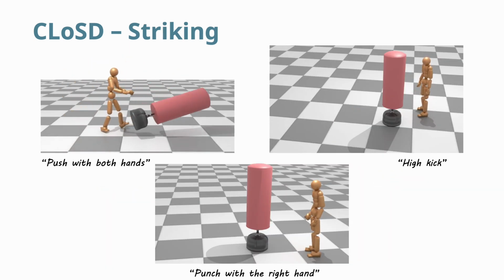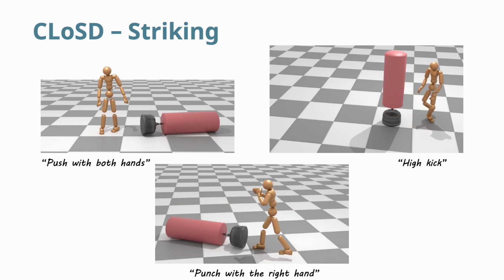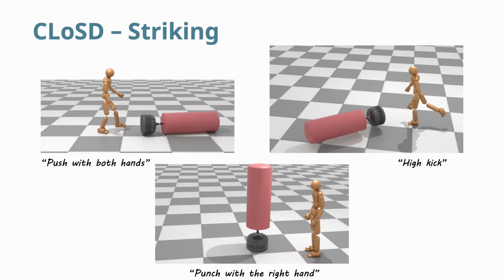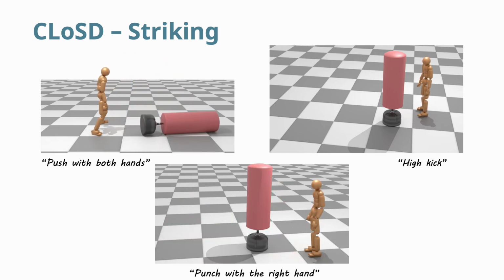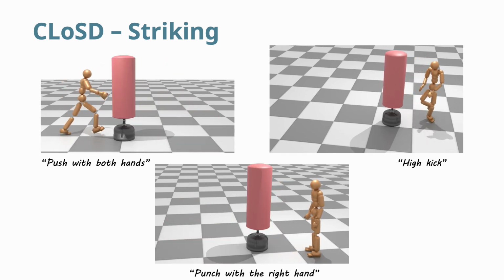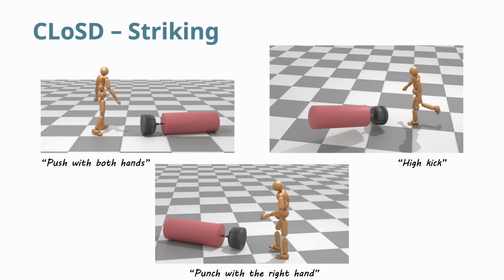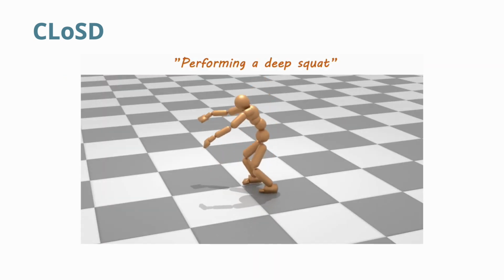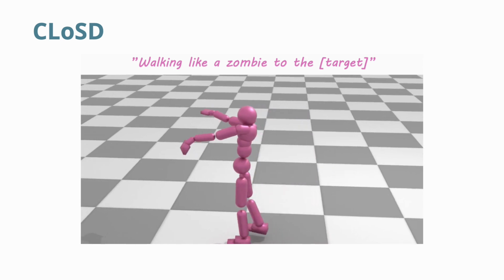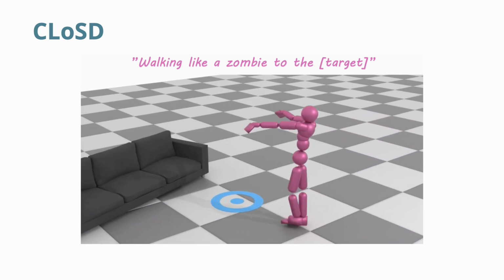CLoSD also performs striking. The striking, again, can be controlled through the text prompt and corresponding targets, which could be both hands, a foot, or a wrist, as seen in current examples. And since CLoSD is a single model, these tasks can be natively combined into a sequence.